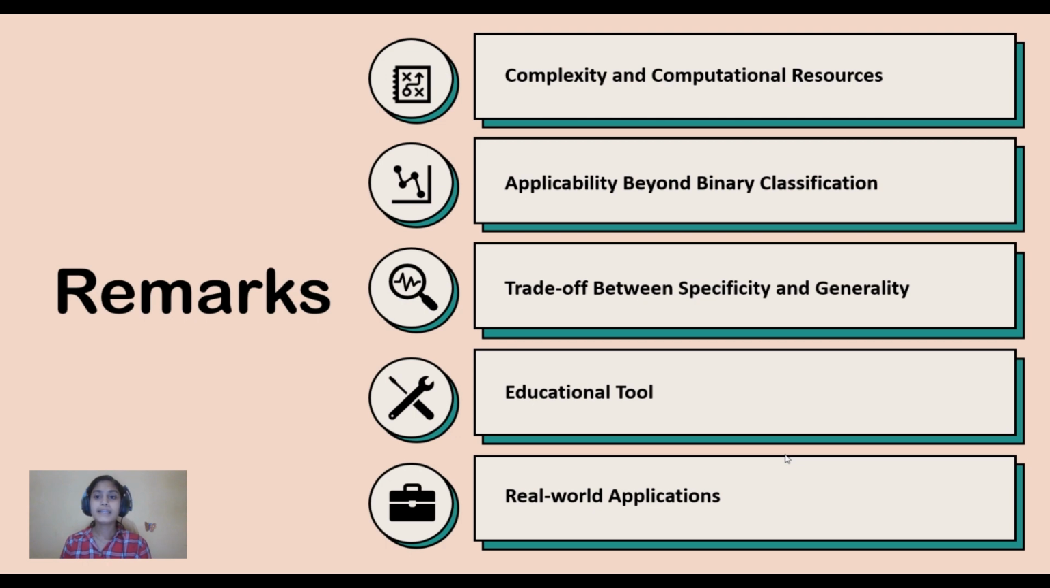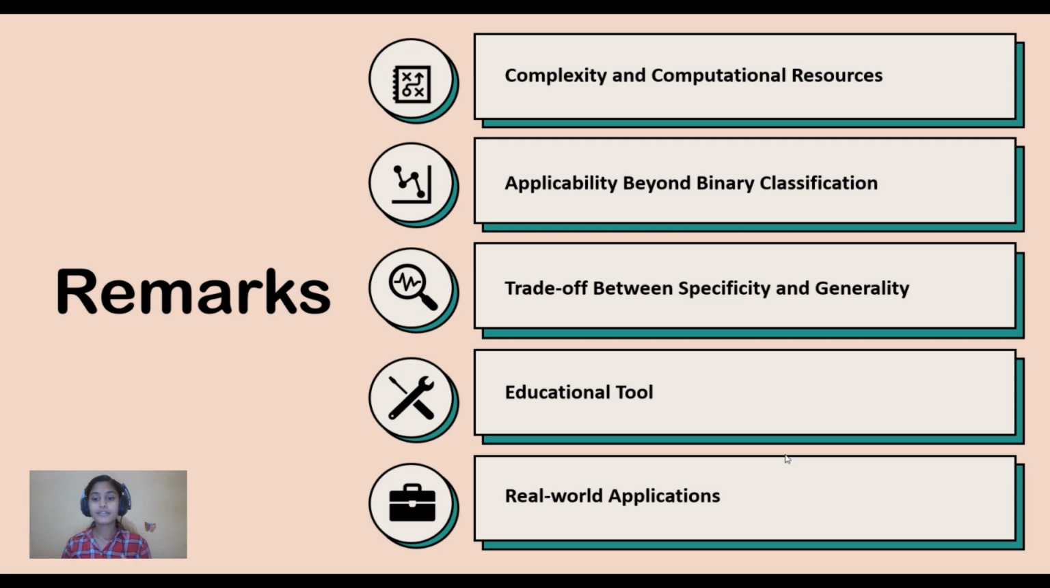Next are complexity and computational resources. That means this candidate elimination algorithm is really simple, right? So we try to use it for complex things also. And next is applicability beyond binary classification. That means we are classifying the examples, is it positive or is it negative, and according to its classification we are performing some operations. So this can be beyond positive and negative classifications also. That is what applicability beyond binary classification means.